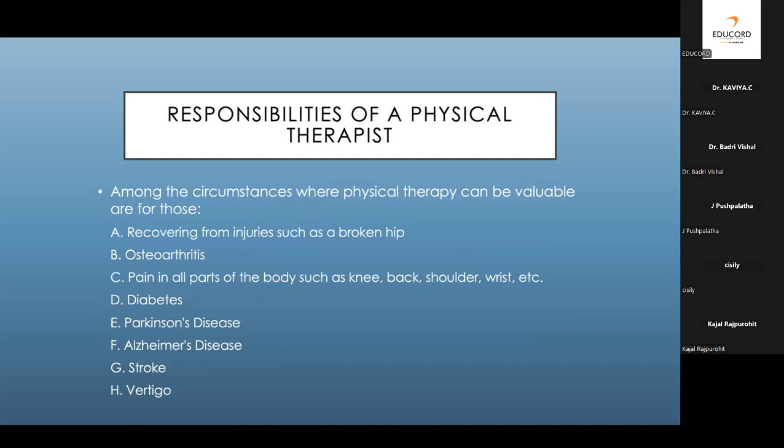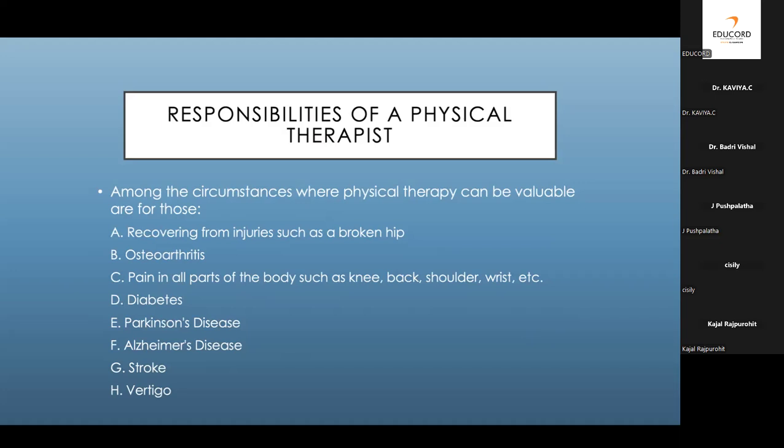Coming to the responsibilities of physiotherapists, among the circumstances where physical therapy can be valuable are those like people who are recovering from injuries such as a broken hip. Now, why I have included broken hip is because of the increased tendency of fall. When we were discussing the geriatric syndrome, I gave you a clear idea that elderly patients are more prone to fall. So we need to assess their chances of fall.